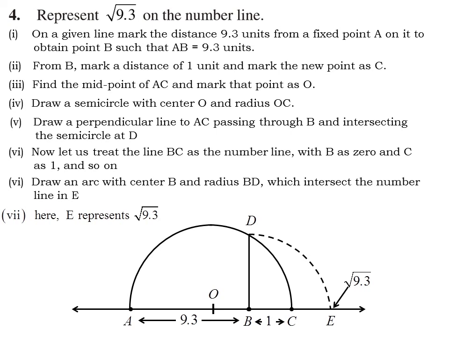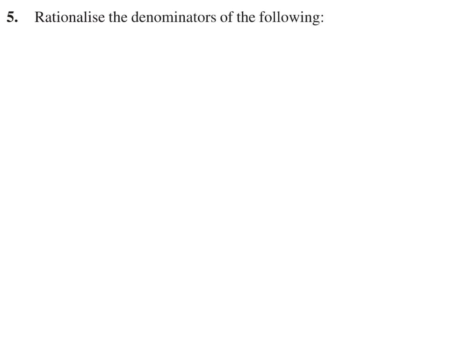Now the next question, number 5: Rationalize the denominators of the following. The rationalization method we have already learned. For the first question, it is 1 by root 7.